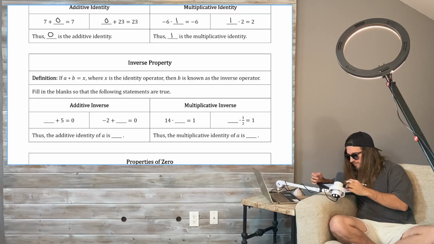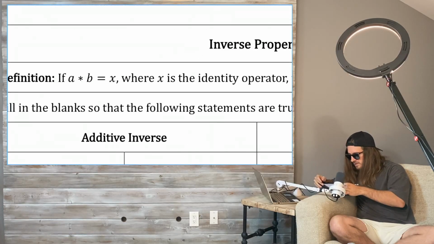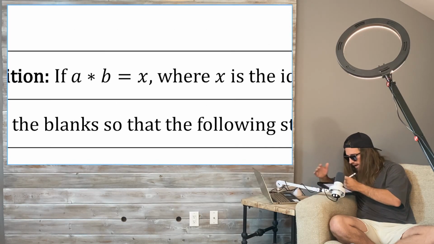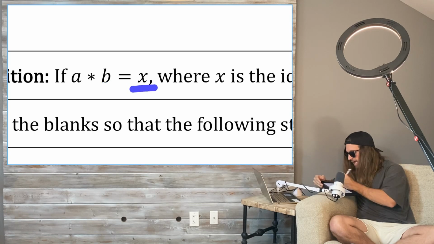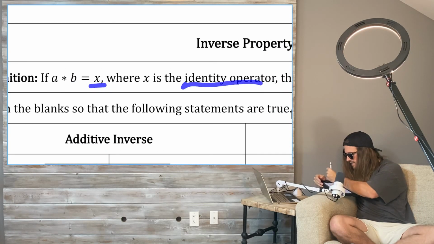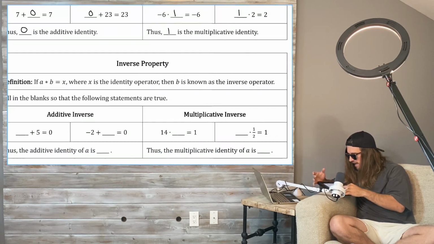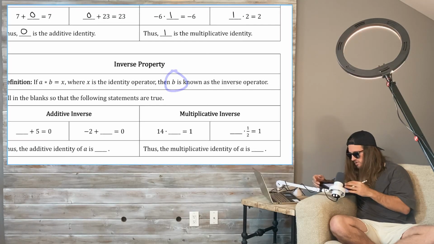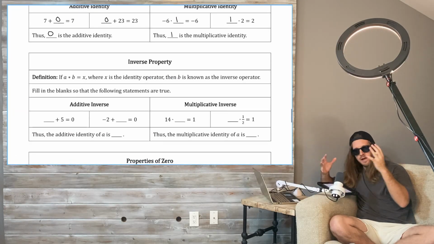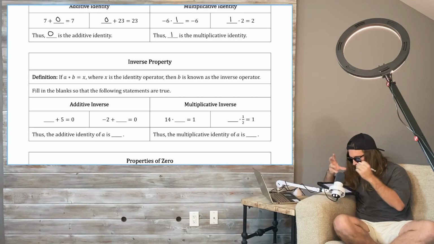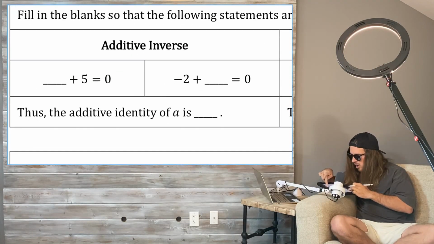Building off of this, we have the inverse property, which means if I multiply or add or whatever two numbers, and I get x, where x is the identity operator, then B is known as the inverse operator. Sorry, that might sound like a bunch of nonsense to you. Let's just do it and you'll see it.